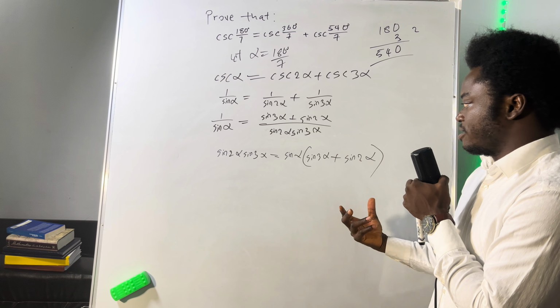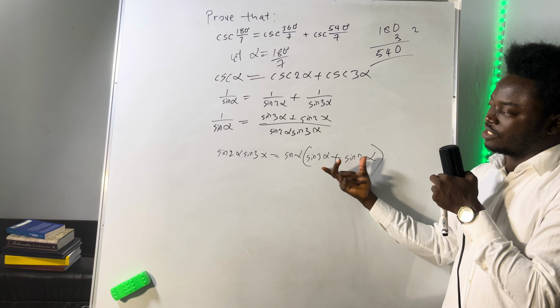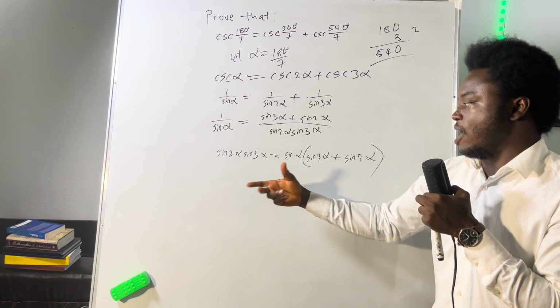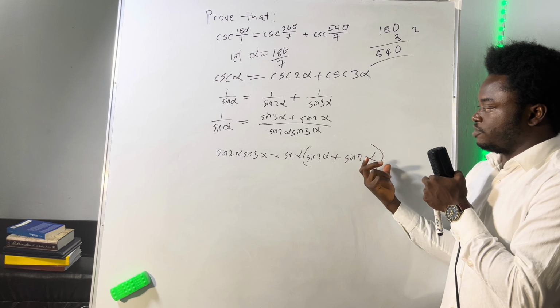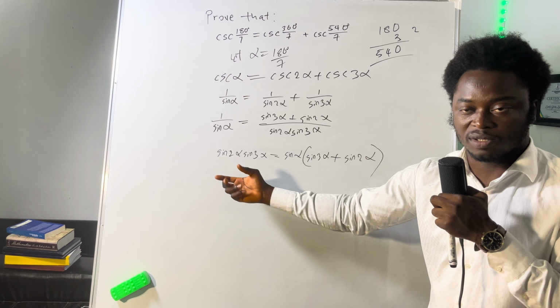Now this is not so easy to accomplish, because first of all you're going to try to see how you connect the angles together. Here you have 2 alpha and you have 3 alpha. You have to convert the sum here to the product here. That is our goal, because you are trying to connect this to equal this, and this is a product while this is a sum. So you'll be happy to convert this sum into a product and get them equal.